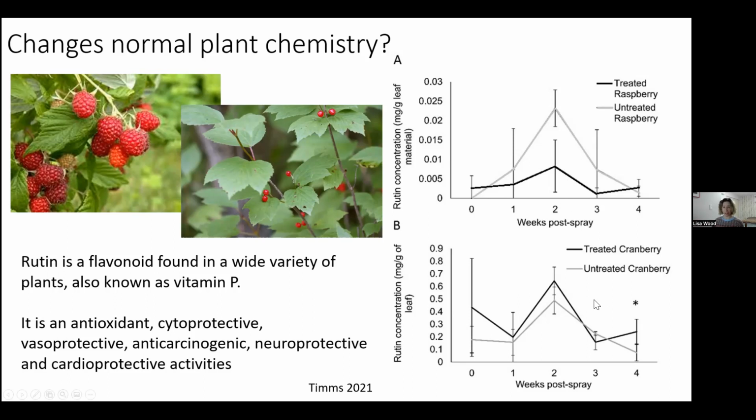However, interestingly, in cranberry, we see the complete opposite trend. We see that the treated cranberry plants actually have more rutin than the untreated cranberry plants. And so this is just one of the very common things we see with glyphosate when we're talking about plant chemistry. Plant chemistry is pretty complex.